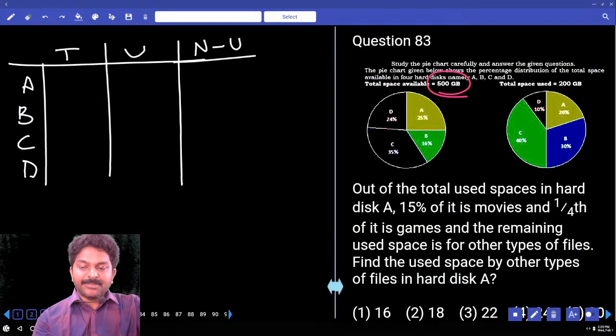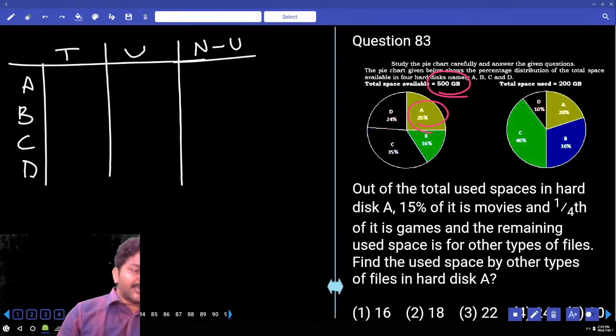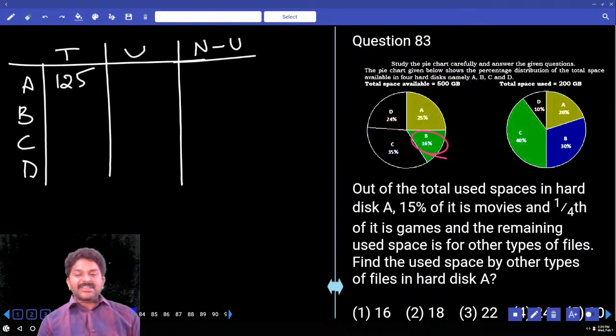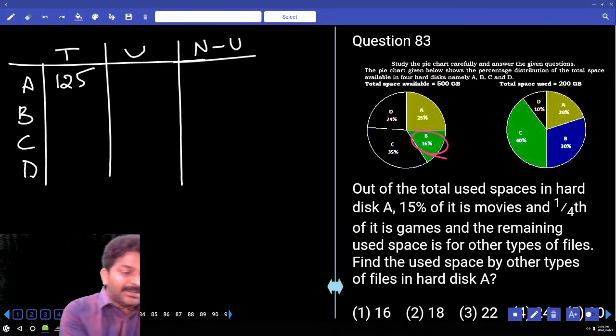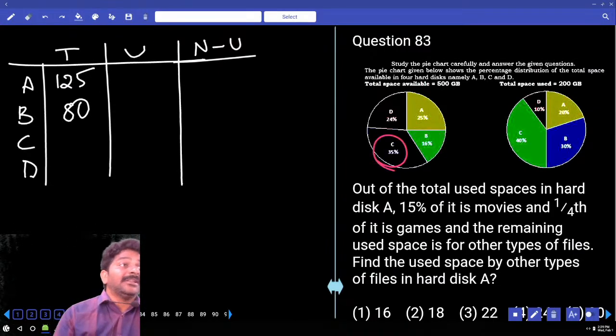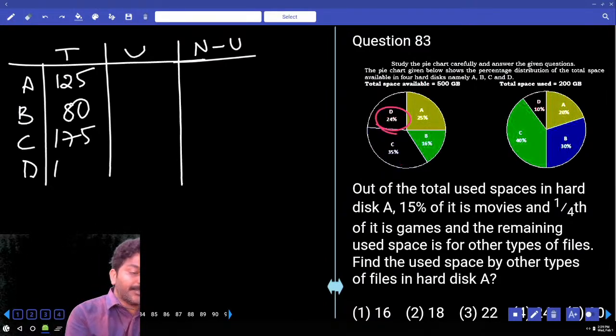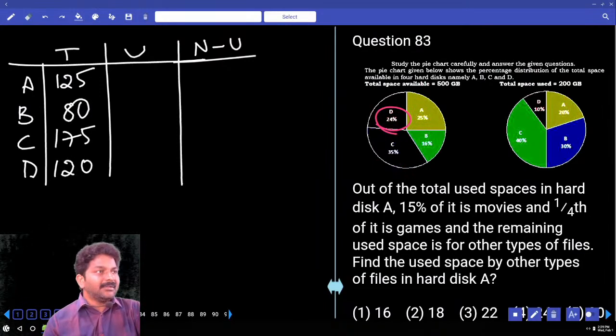Out of 500 GB, A occupies 25%, which is 1/4, so 125. B, 16%: 16% of 500 is 5 times 16, which is 80. C, 35%: 35 times 5 is 175. D, 24%: 24 times 5 is 120. Got it?